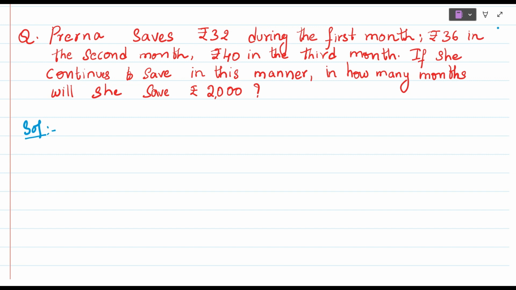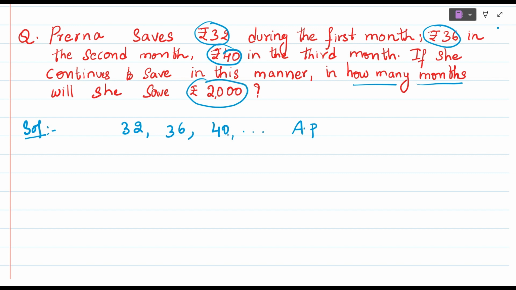paper. So here the question is: Prerana saves 32 rupees during the first month, 36 rupees in the second month, and 40 rupees in the third month. So this is an AP, right? See, the difference is 4, no? This is an arithmetic progression and they are asking, if she continues to save in this manner, in how many months will she save 2000 rupees?